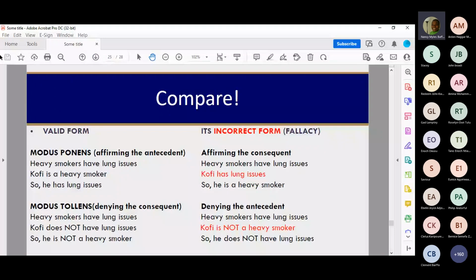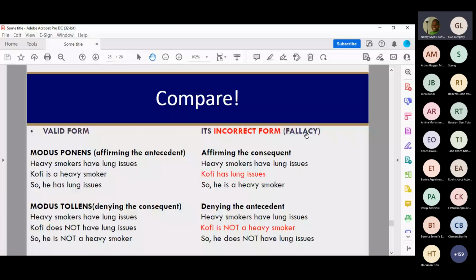Please read for me now the modus ponens, the correct one, to your left. Modus ponens, affirming the antecedent. Heavy smokers have lung issues. Kofi is a heavy smoker, so he has lung issues. Very good. That's valid. Now let's look at the incorrect form, which is a fallacy.